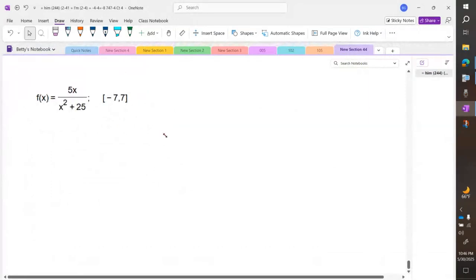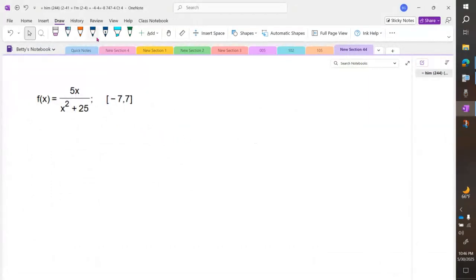First thing I notice, this function is an odd function. Odd function has a curve symmetric with respect to the origin. And yeah, this is an odd function because the domain is also symmetric with respect to the origin. Okay, let's use the regular process to find the absolute extrema.